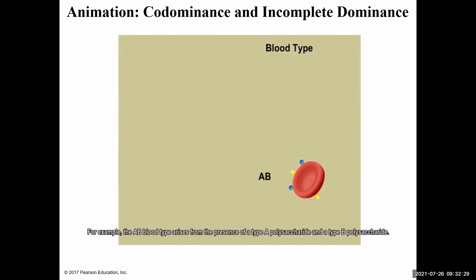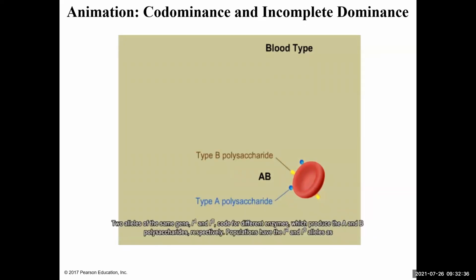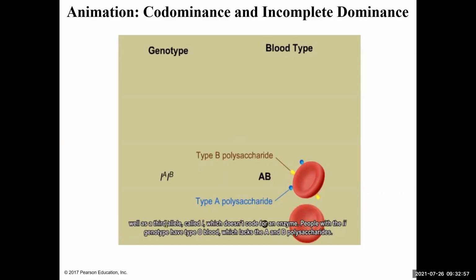For example, the AB blood type arises from the presence of a type A polysaccharide and a type B polysaccharide. Two alleles of the same gene, IA and IB, code for different enzymes, which produce the A and B polysaccharides respectively. Populations have the IA and IB alleles, as well as a third allele called little i, which doesn't code for an enzyme. People with a homozygous recessive little i genotype have type O blood, which lacks the A and B polysaccharides.